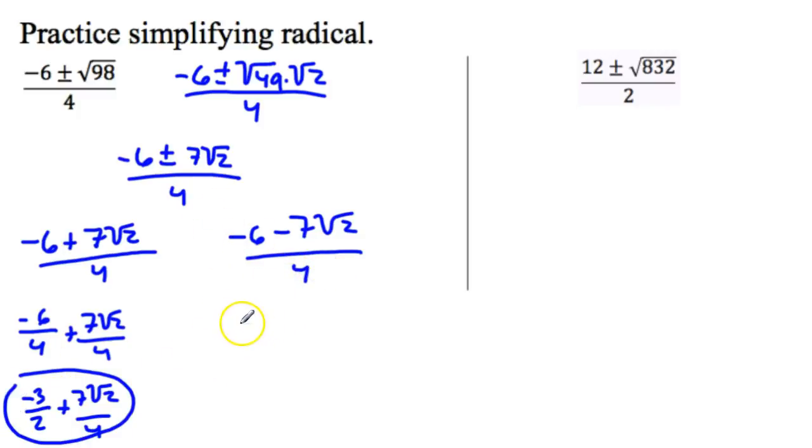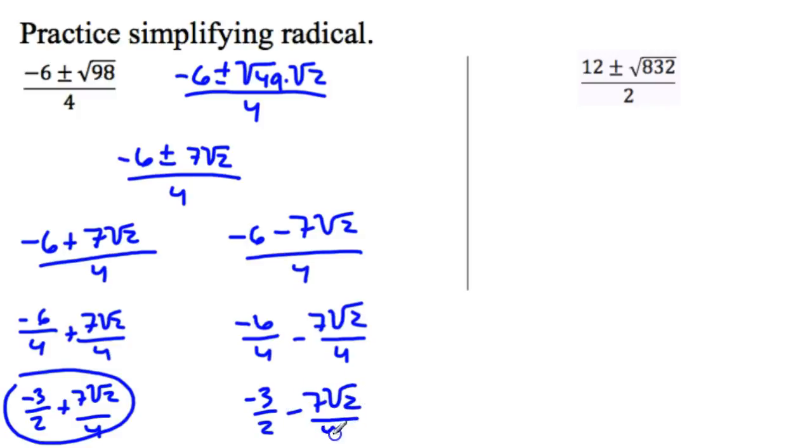This one over here, same deal. Negative 6 divided by 4 minus 7 square root 2 divided by 4. This simplifies to negative 3 over 2, and that's minus 7 square root 2 over 4, another answer. And the purpose is, you want to have one number that's just a regular old number, and the other number will have the radical in it. So that's the main idea of this. Over here, we've got a big number. If you remember, we had this radical 832. In the last lesson, I showed you this trick.